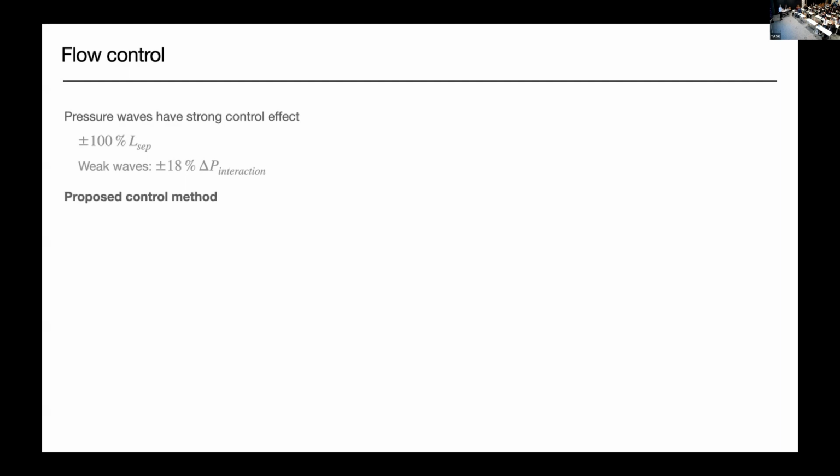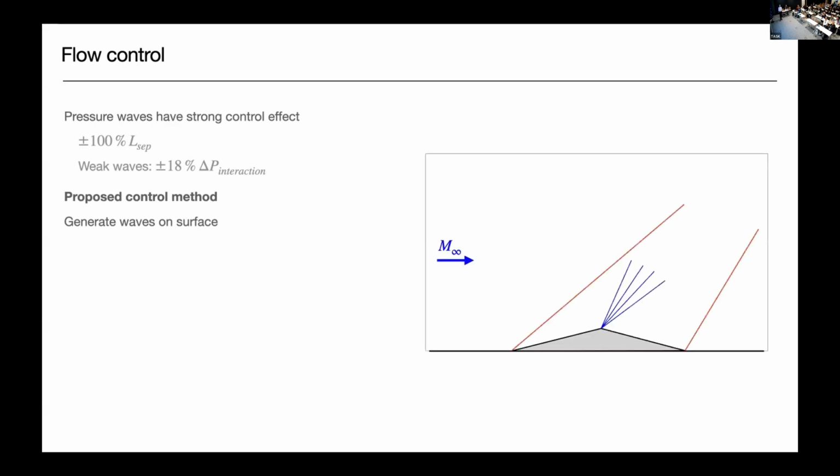So one method that we propose is that what if instead of generating waves in the corners, we generate waves on the surface? So we could do this using a surface bump. So that creates initially some compression waves or a shock, followed by some expansion waves, and then some more compression waves, which may join to become a shock wave.